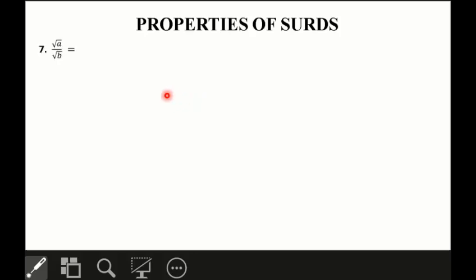That's property number 7. This property says that if I have the root of A being divided by the root of B, I can write it as a single expression in the form: I will divide A by B, then give it a common square root so that it will give us the square root of A on B. Let's use an example to appreciate this property.